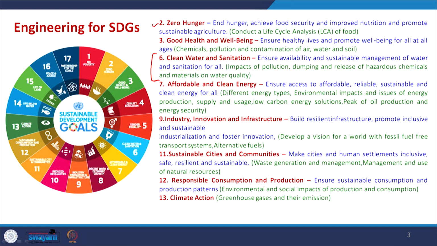Similarly, affordable and clean energy, again to ensure access to affordable, reliable and sustainable clean energy for all. So, a lot of work is being done for clean energy as well. Similarly, industry, innovation and infrastructure, sustainable cities and communities, responsible consumption and production, and climate action. So, all these actions are related to SDGs, some of the SDG goals where the engineers are going to play a lot of role.